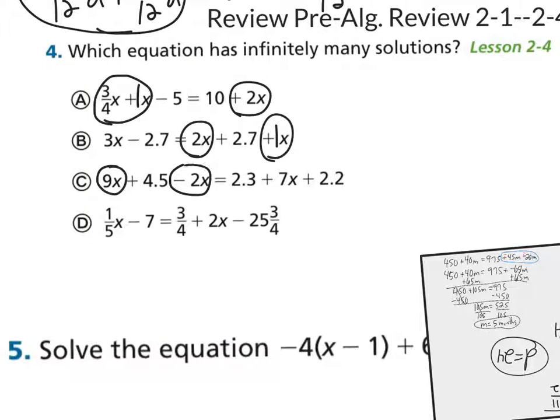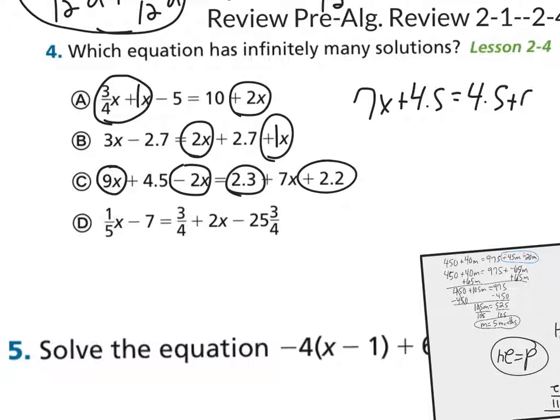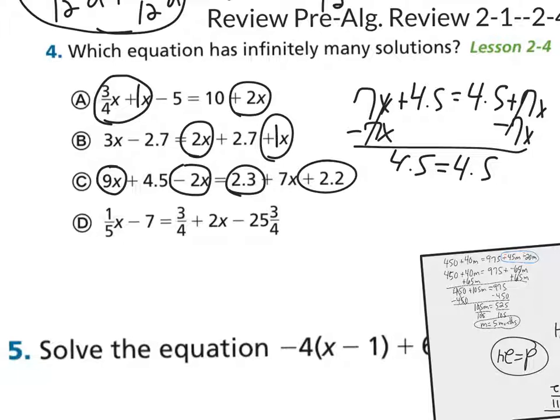On C, you can add the opposite if you want. That would be 7x plus 4.5. On the right side, we have constants we could combine, which would add up to 4.5. And then if you want to subtract 7x, you can. You do end up getting a true statement there, and so that would be our answer, would be C, infinitely many solutions.